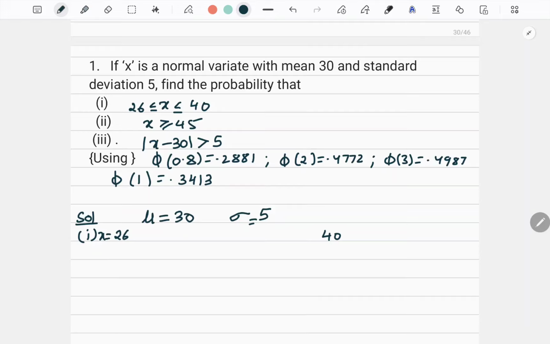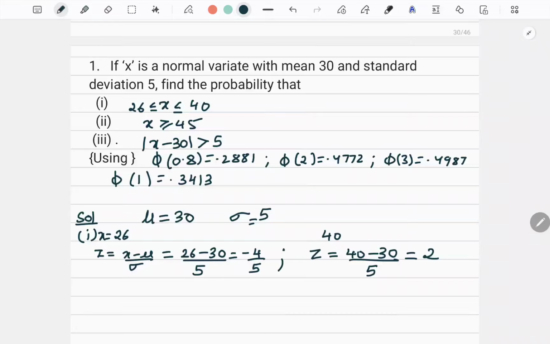So x is equal to 26. What is the value of z? Z is equal to x minus mu upon sigma. So x is 26, 26 minus 30 upon sigma, which is 5. So this becomes minus 4 by 5. Right? Same way, in this case, z is equal to 40 minus 30 upon 5. So this becomes 2.